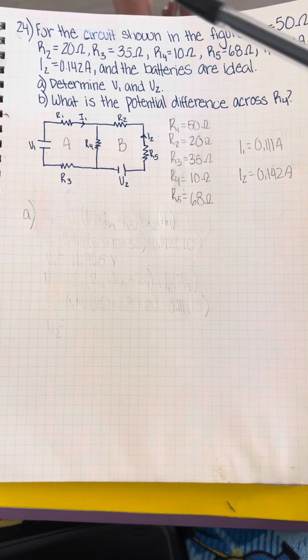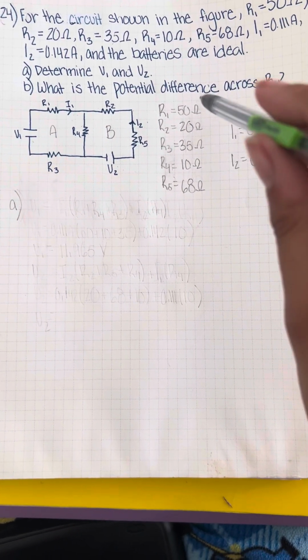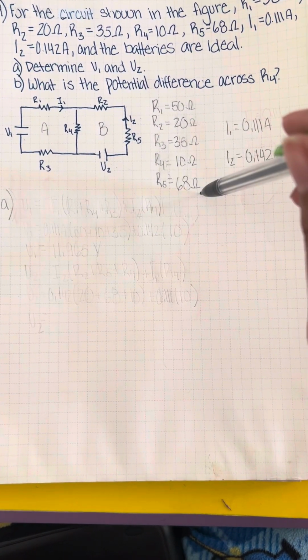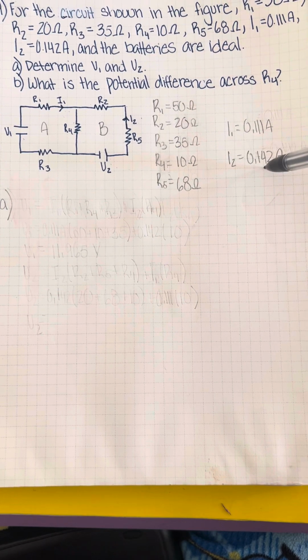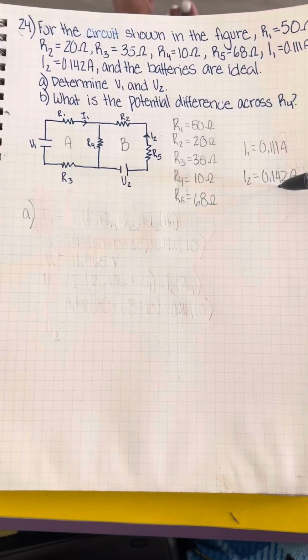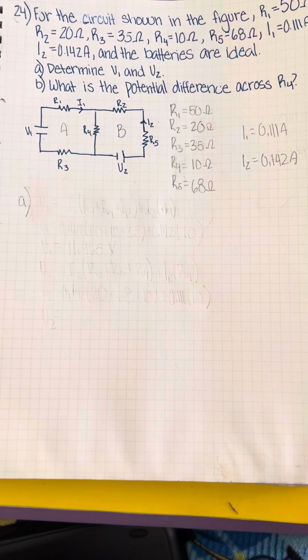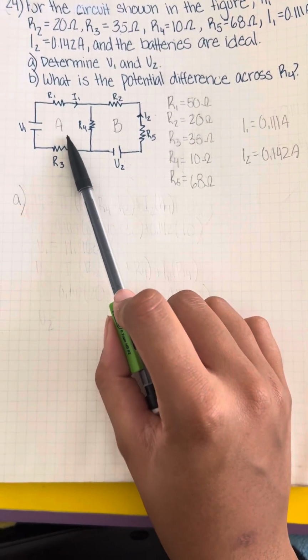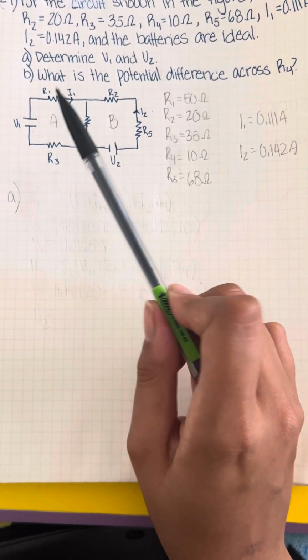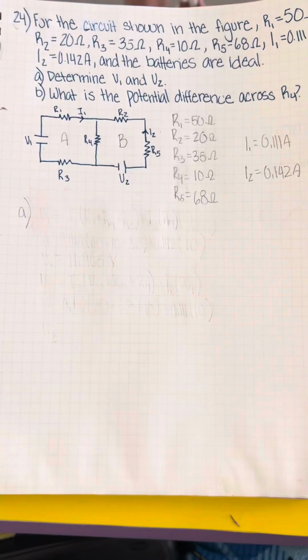So before I started, I put all of my values out to the side for all the resistors and for both the currents. And then to determine the voltage flowing from both of the power sources, I divided the circuit into A and B, so it's a little easier to set up the math.